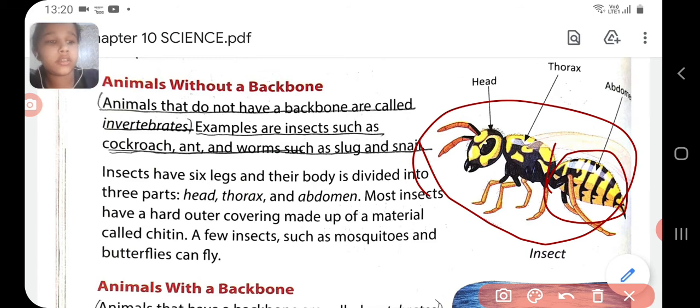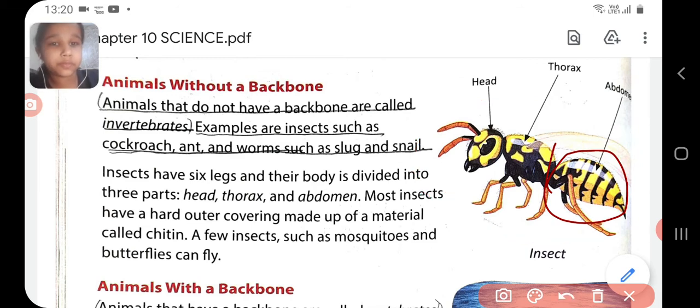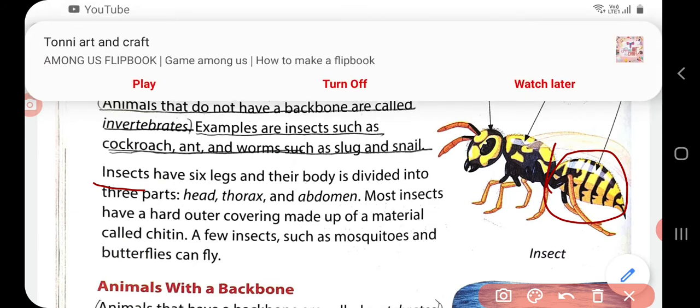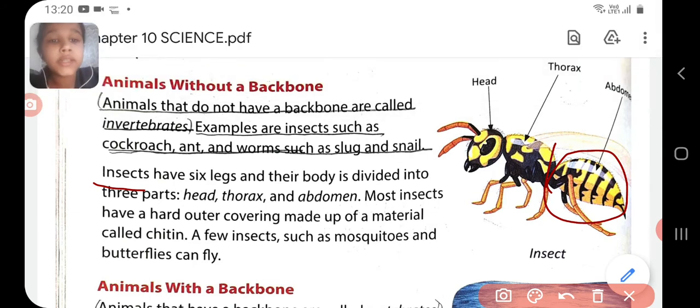Insects, we are reading this. Insects have 6 legs and their body is divided into 3 parts: head, thorax, and abdomen. Most insects have a hard outer covering made up of a material called chitin. So this is a hard outer covering made up of a material called chitin.